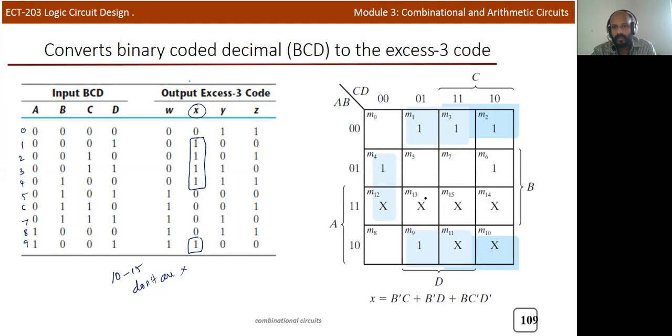If you group the terms, here you will get one group, which is indicated as first row and last row. If you consider, it becomes B bar, and here it is D. So this is B bar D, B complement D.